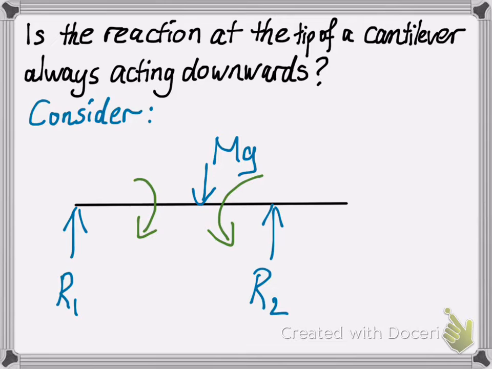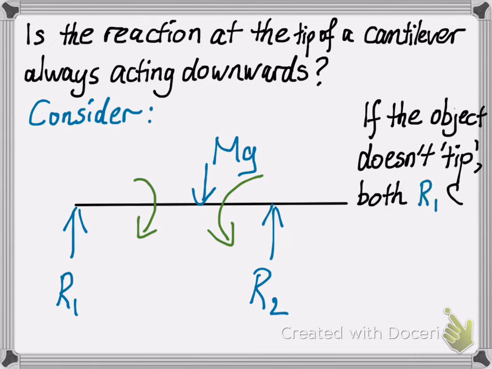So what this is trying to say is that the plank will never actually tip over. And if the plank doesn't tip over, that means that there will never be a reaction force pulling downwards onto the plank to keep it stationary. Therefore, both R1 and R2 should be upward reaction forces. And that concludes this video on cantilevers.